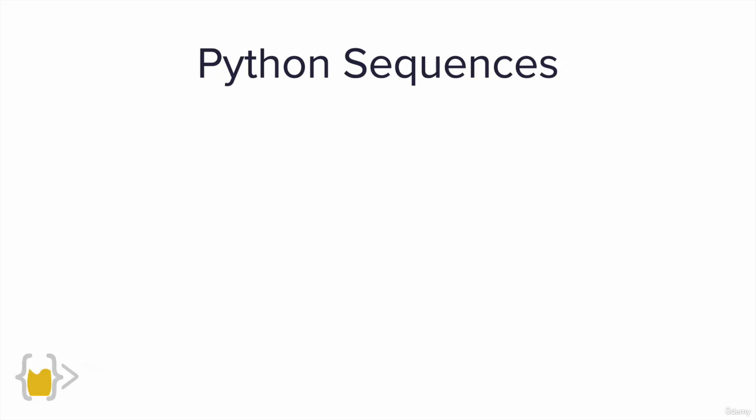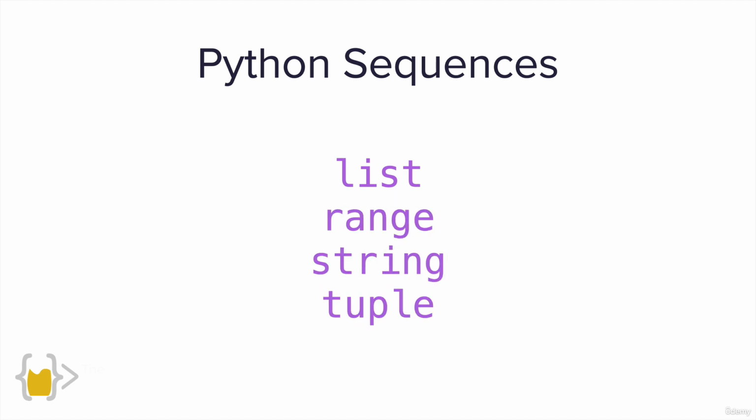As I mentioned, these things in Python, like a list or a string or a range or tuple, they're called sequences because they have a specific order.